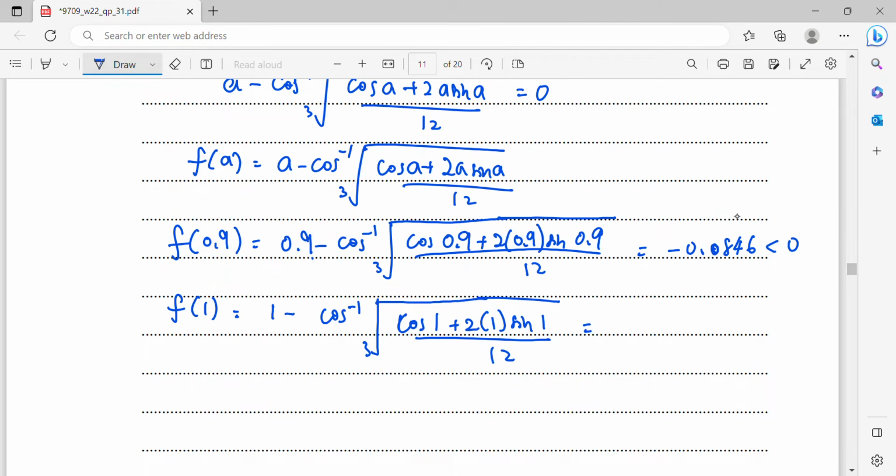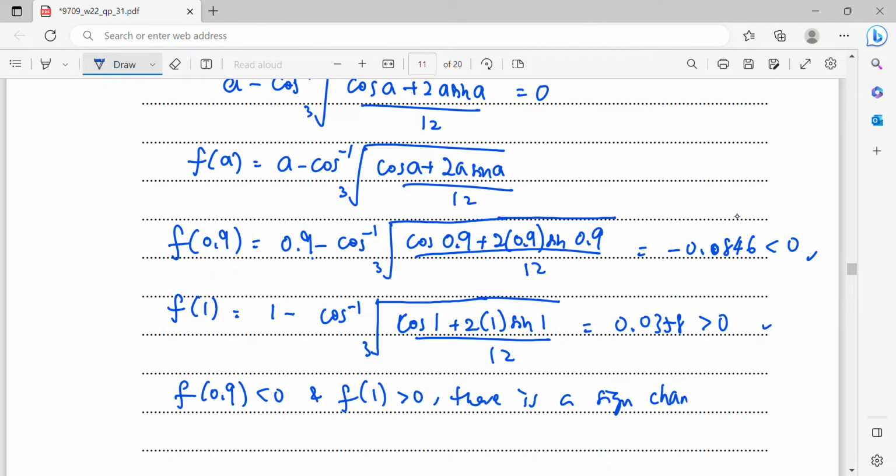Okay, and then you'll be getting 0.0358, which is greater than 0. So 1 less than 0 and 1 more than 0, therefore there is a sign change. Okay, there is a sign change. Hence, A lies between these two values. So this is a sign change rule.